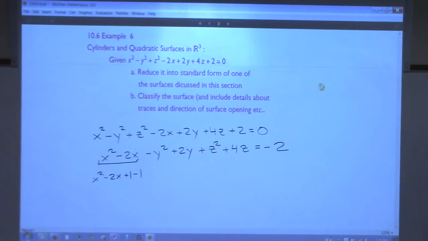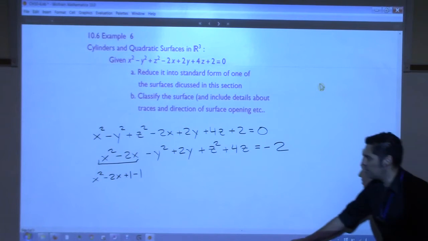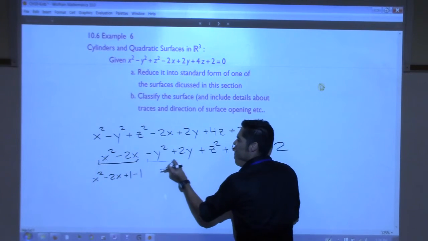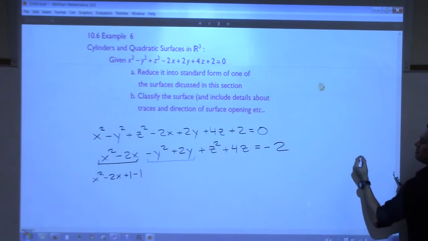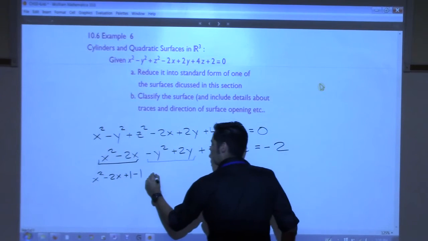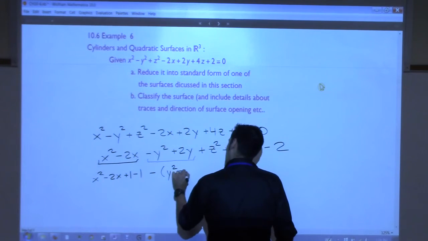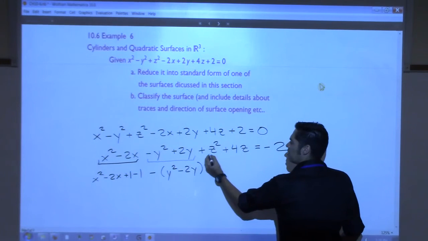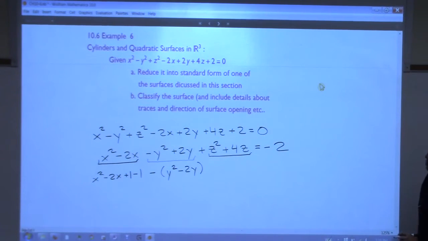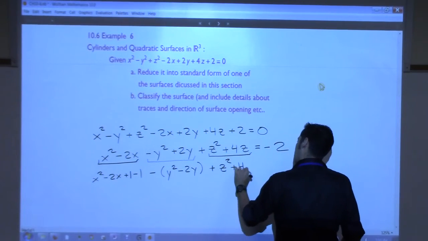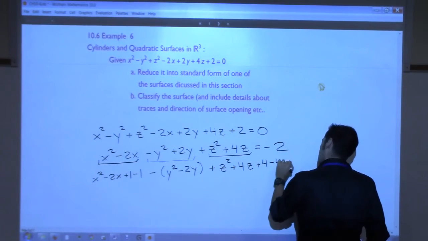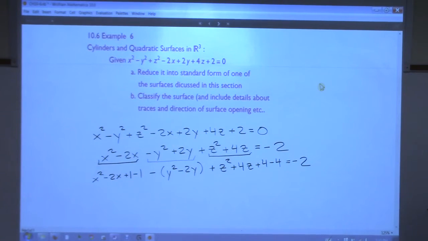What about this, though? Can I complete the square on this? I have to get the negative out of there first. Pull the negative out, be left with y squared minus 2y. Can I complete the square on this one? The z squared plus 4z. Can I do that right now? So what am I going to add and subtract? Plus 4 minus 4? We've done this already. That's why I'm not really saying a lot.